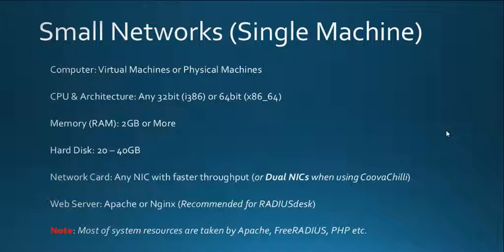For the network card or NIC, any NIC card with fast throughput will do. I'm emphasizing faster throughput because you need a lot of raw power on your network, because by the time you start having a lot of people go through your network, you don't want performance glitches happening because of slow throughput between your radio system and the clients.